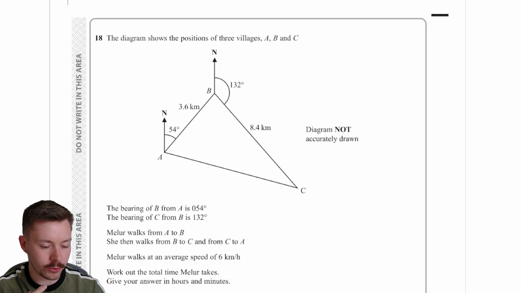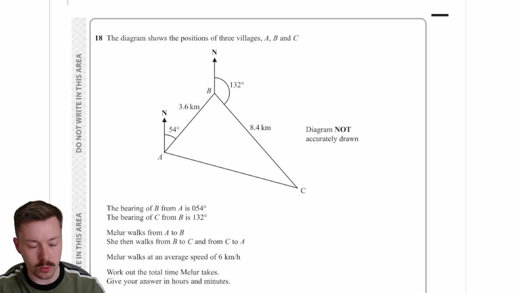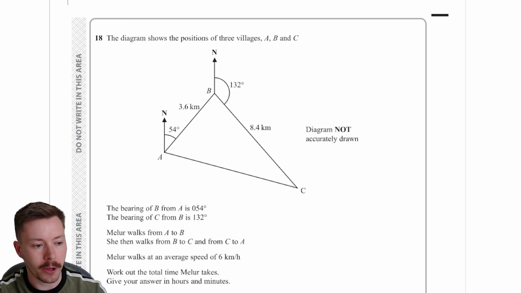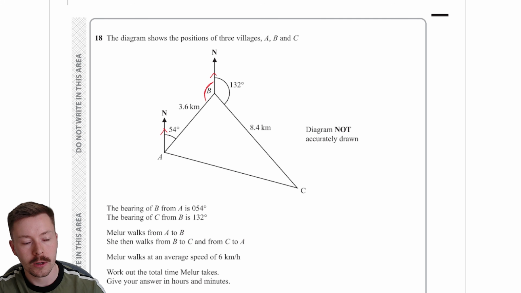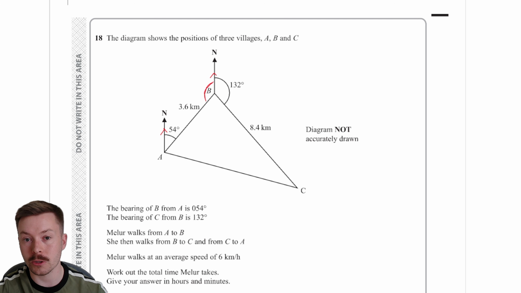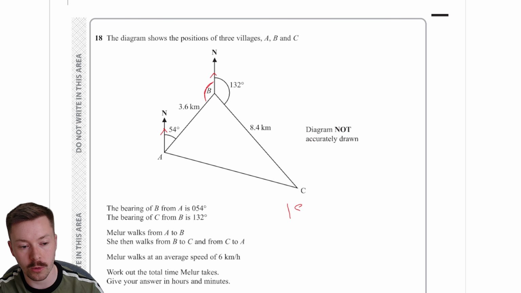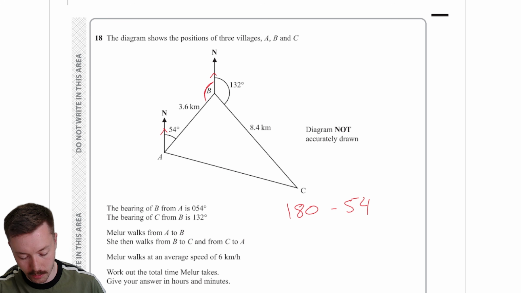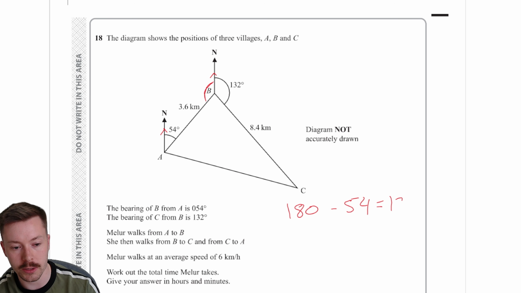Now, in order to work out the total time, we've got the speed, we need the total distance. Okay, so we need to work that out. Parallel lines are quite common with bearings, because you've got your north lines which will always be parallel. Now if this bearing at A is 54 degrees, then this angle here is a co-interior angle to that 54, and so has to add up to 180. So if we do 180, subtract the 54, we get 126.